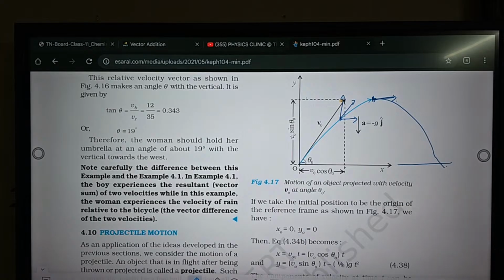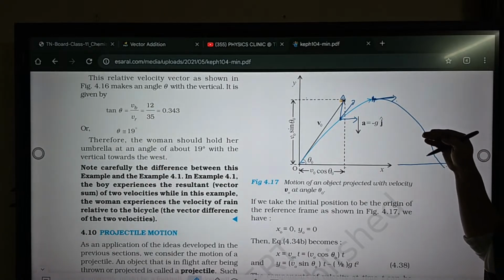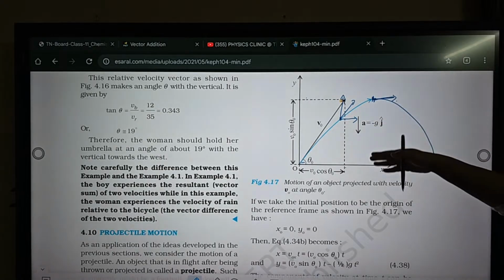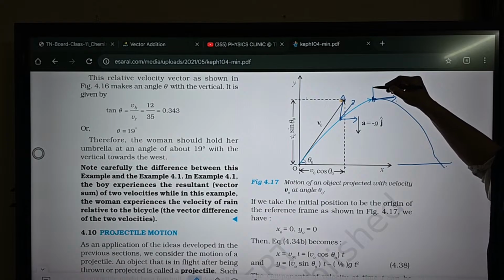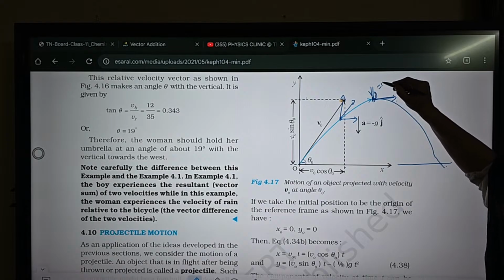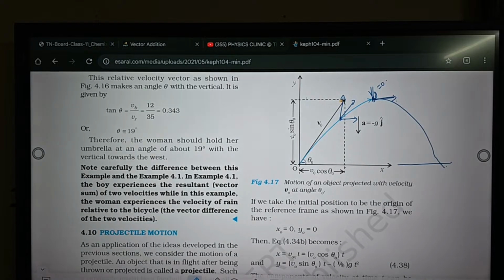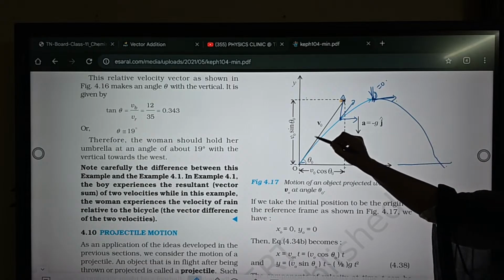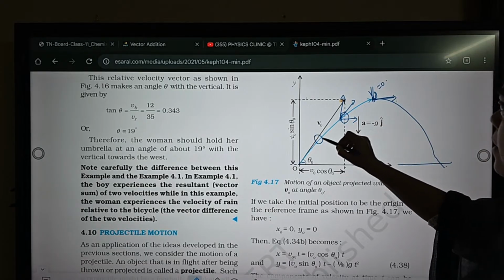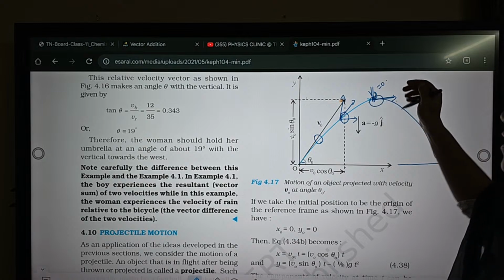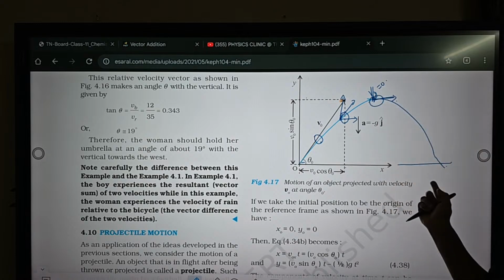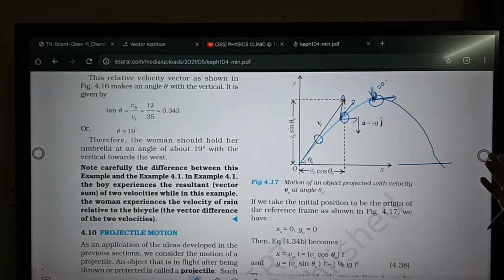Is it clear or not? Only along the x-axis there might be velocity. What about the y-axis velocity? At the maximum height, Vy is 0. So at the maximum height, the vertical velocity is 0. Keep in your mind, if the ball is flying in the air, at the maximum height the ball stops for a while and then it falls down. So at the maximum height, the vertical velocity is 0. Okay?